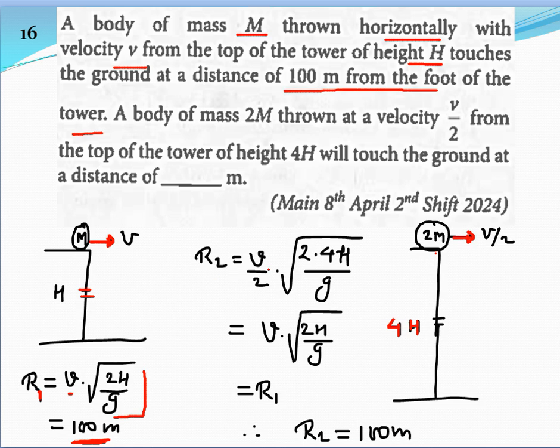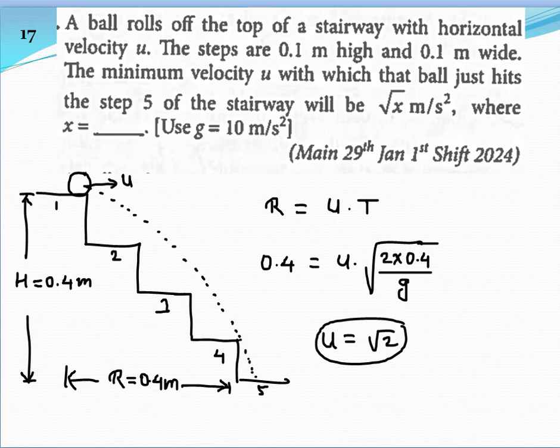Now R2 is the velocity along x times the time taken, root 2 times 4h by g, and 4 taken out from the root becomes 2, and this 2 and the 2 from v by 2 get cancelled. So we have the result v under root 2h by g, which is similar to what? R1. So R2 and R1 both are equal. Answer is 100 meter. Come to the next.